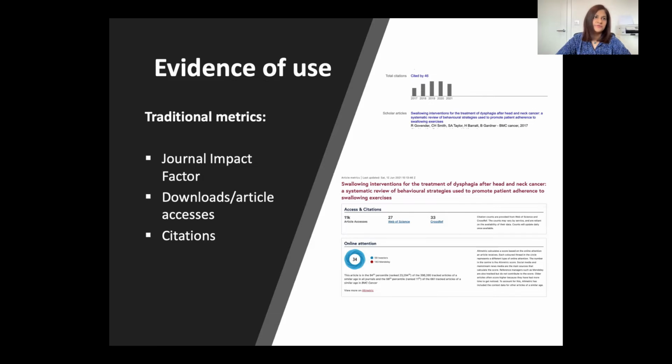I've chosen one of my papers to share with you, and you'll see that over the past 5 years since publication, it's had 46 citations. And given that this is a fairly nuanced kind of topic, I thought that was a reasonable kind of output to have.